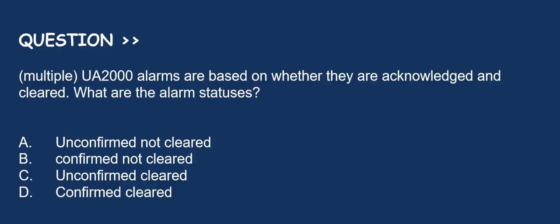Next question is, U2000 alarms are based on whether they are acknowledged and cleared. What are the alarm status? Option A, unconfirmed, not cleared. Option B, confirmed, not cleared. Option C, unconfirmed, cleared. Option D, confirmed, cleared. Correct answers are option A, B, C and D.